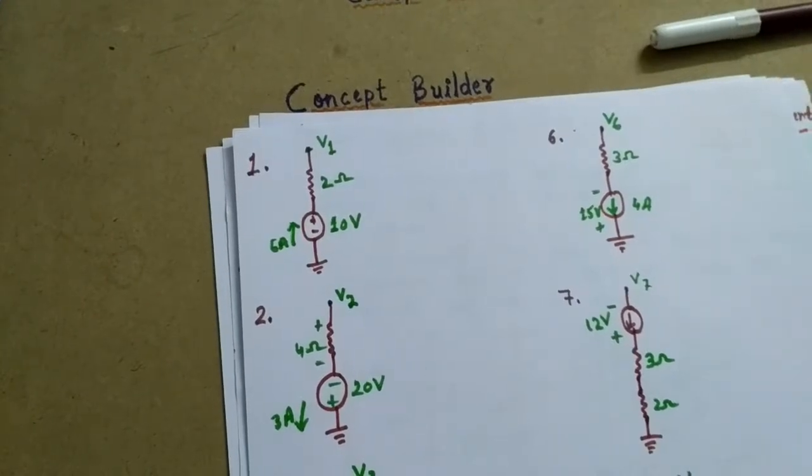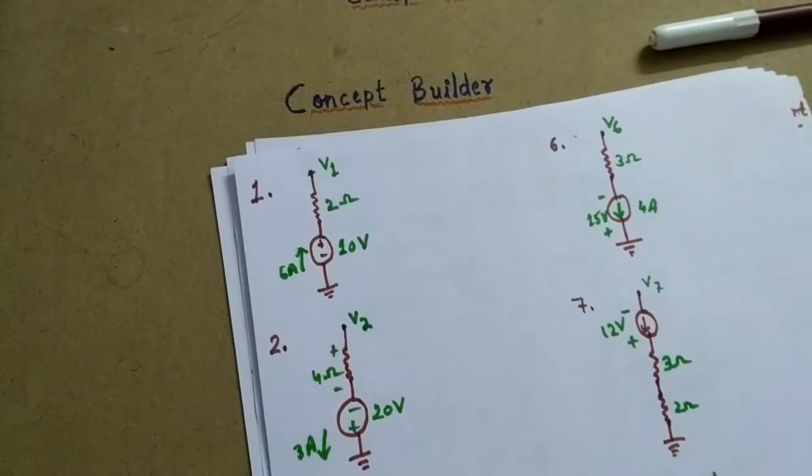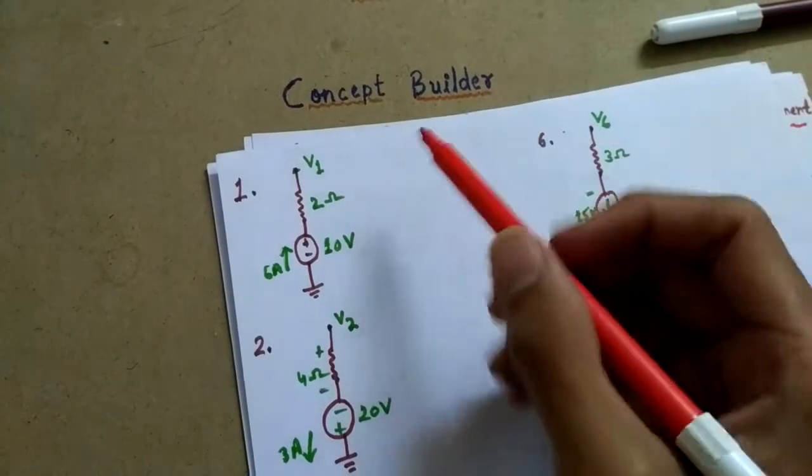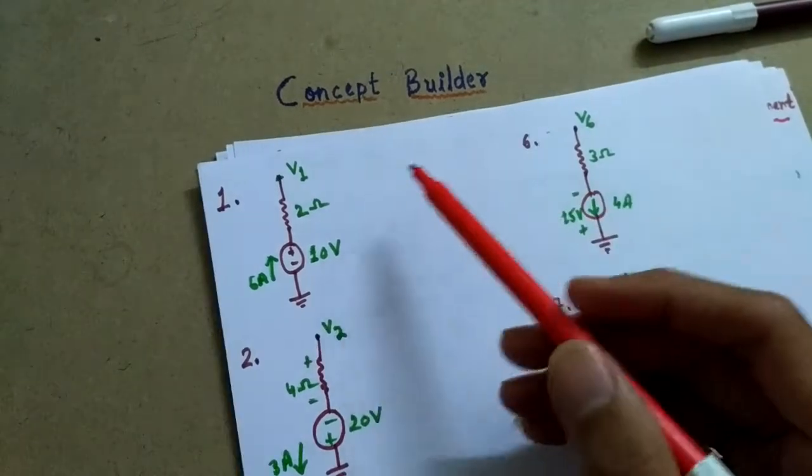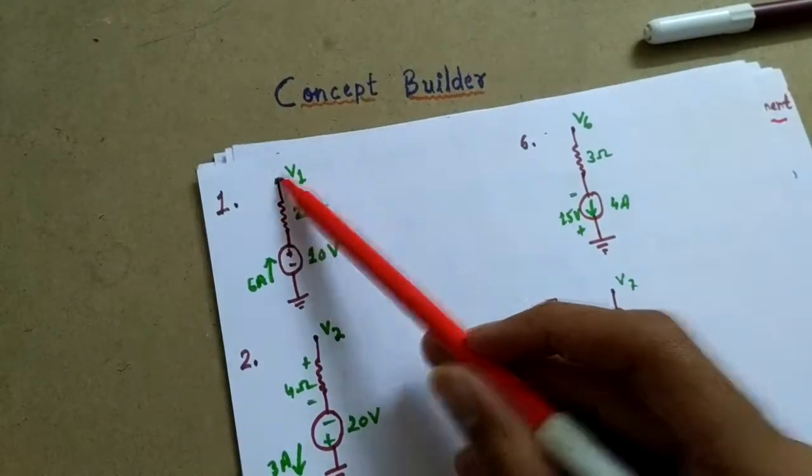Hello guys, in this video we will solve some examples. These are very basic examples, so let us start with the first one. Here we have to find the voltage V1. In all these sums we have to find the corresponding voltage at this node.